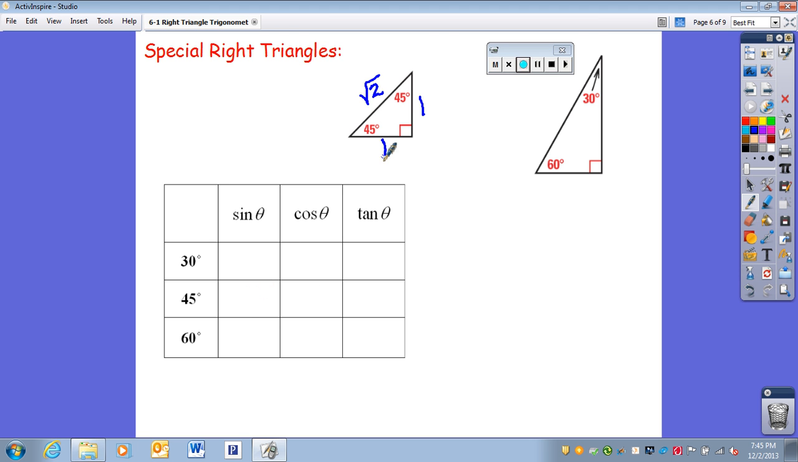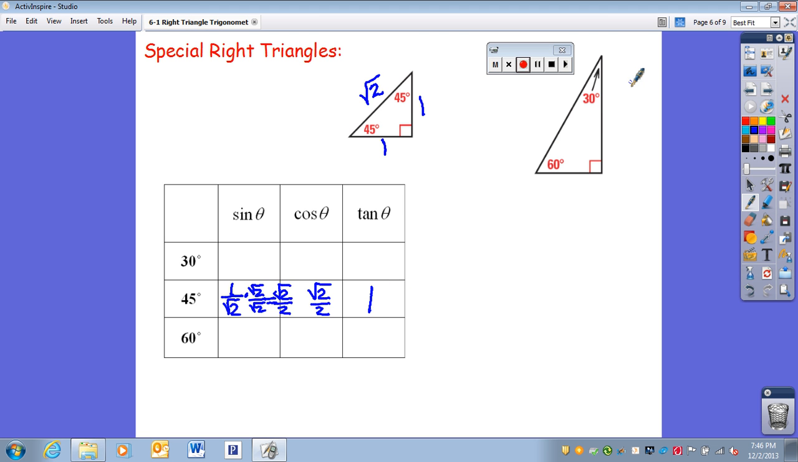So to do that, remember that we would have 1 over the square root of 2 as the sine. And when we simplify that by multiplying both the top and the bottom by the square root of 2, we actually come up with the relationship as the square root of 2 over 2 for the sine. That's also going to be our cosine. And then our tangent is going to be 1 over 1, which is 1.